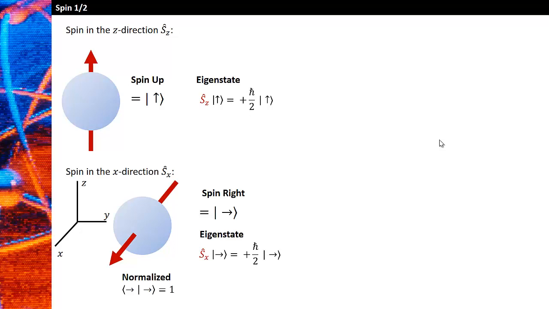So in the x direction, you can have, say, a spin right, just as you did with spin up in the z direction. And we would say that spin right is an eigenstate of the x spin operator, s hat sub x, with a positive eigenvalue, positive h bar over 2. So it has positive angular momentum in the positive x direction. Of course, this state is also normalized with itself, so if I take the inner product between the right and the right state, I get 1.